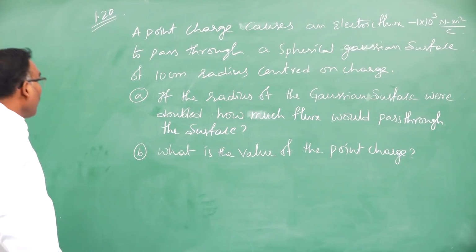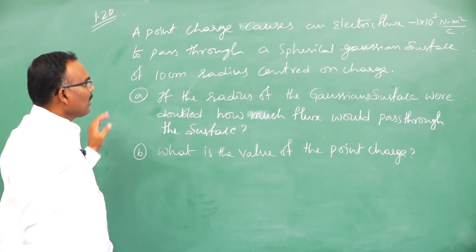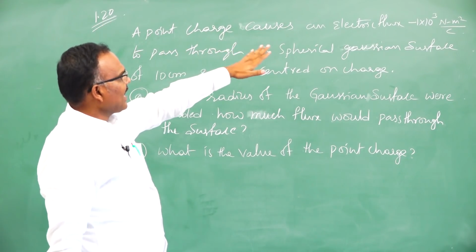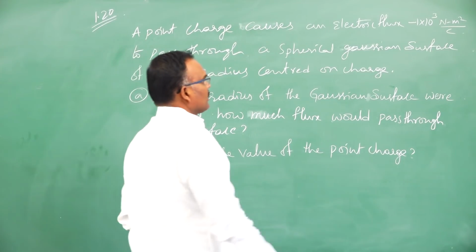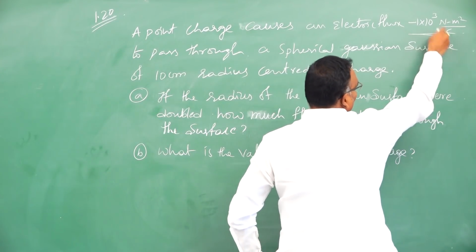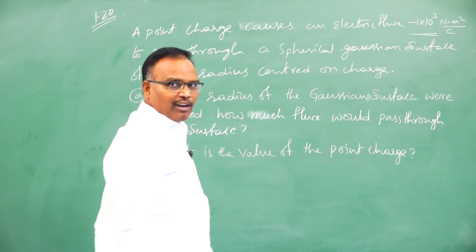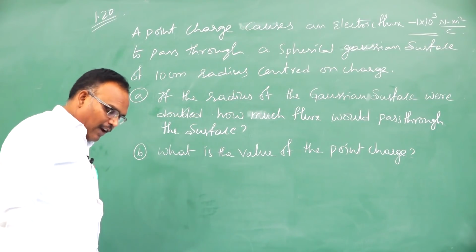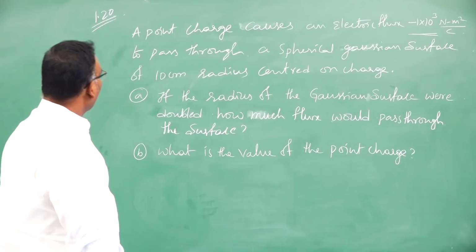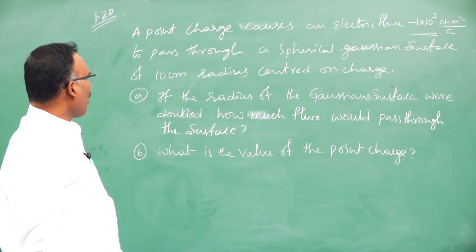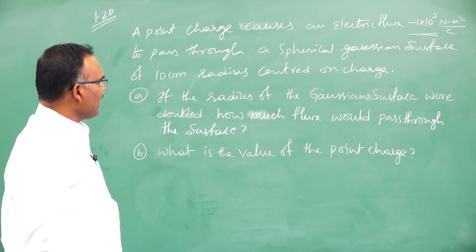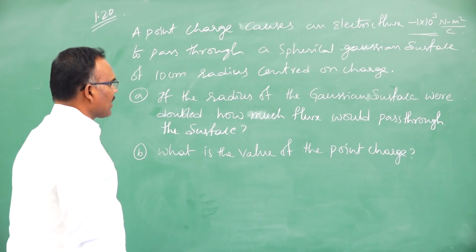Next problem is 1.20. A point charge causes an electric flux of minus 1 into 10 to the power of 3 Newton meter square per coulomb. That means the flux is negative. Negative flux means inward flux, to pass through a spherical Gaussian surface of 10 centimeter radius centered on the charge.